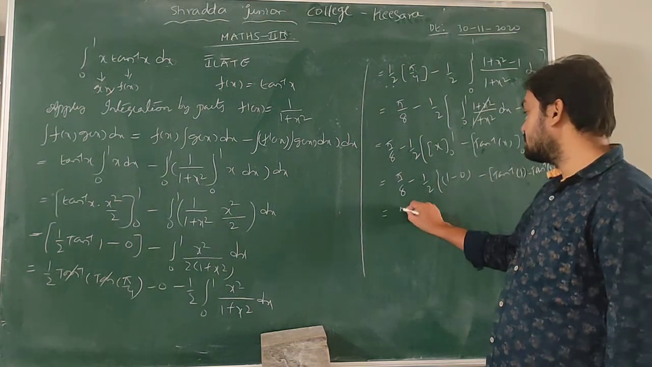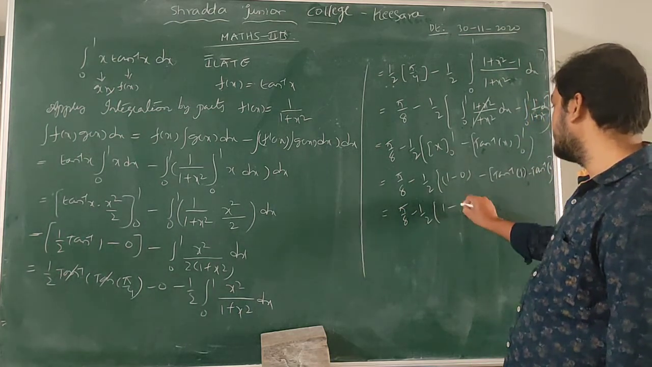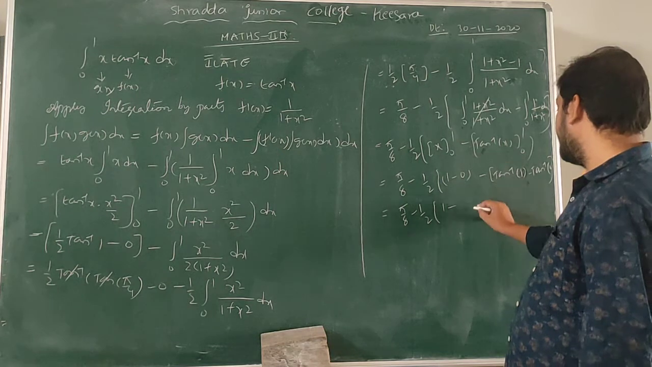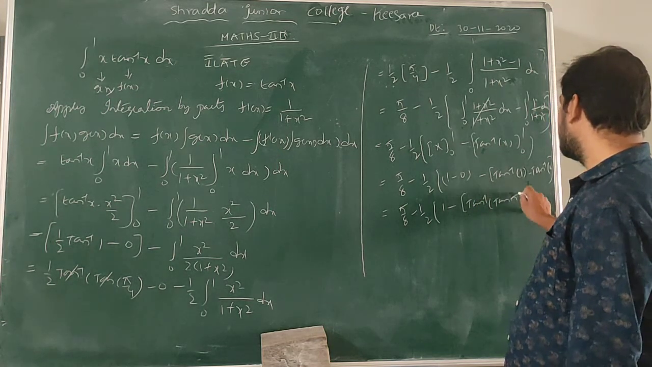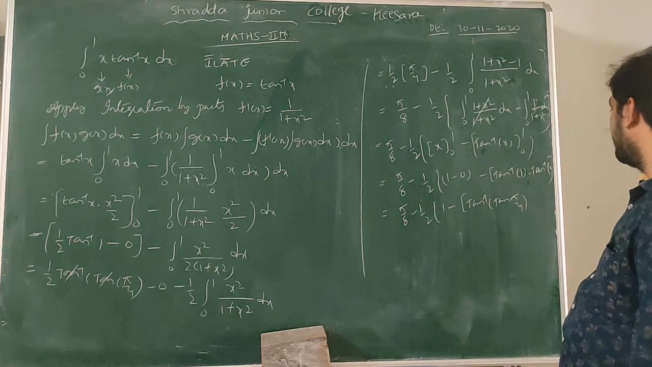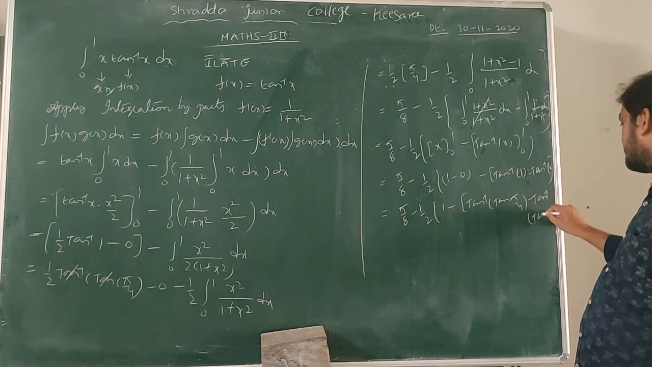So this is equal to what? pi by 8 minus 1 by 2. 1 minus 0 is nothing but 1. And next here tan inverse 1 means what? That is tan pi by 4, minus tan inverse 0 means what? That is tan 0.